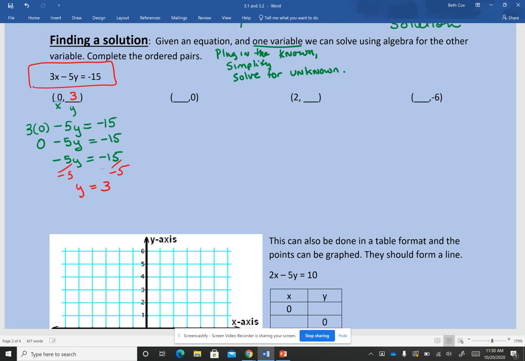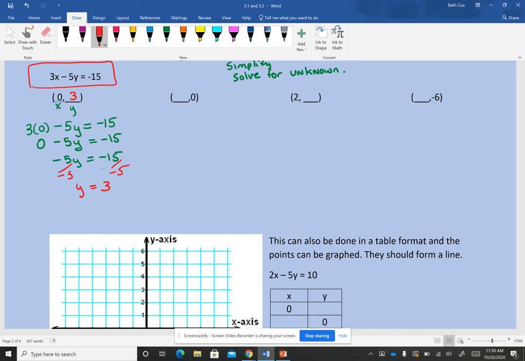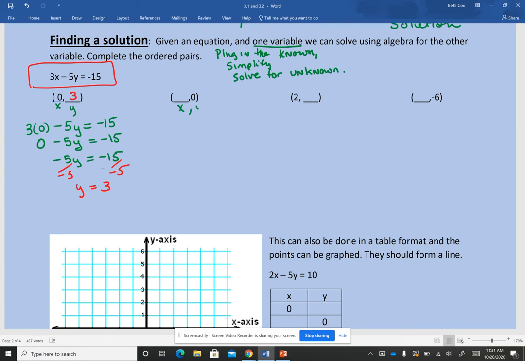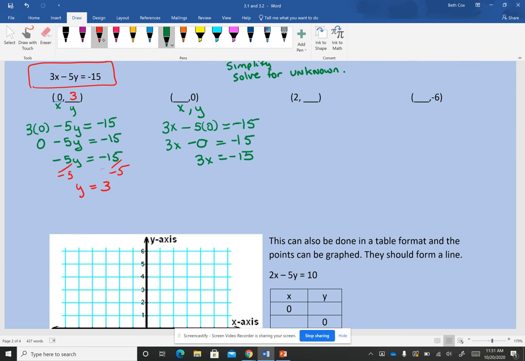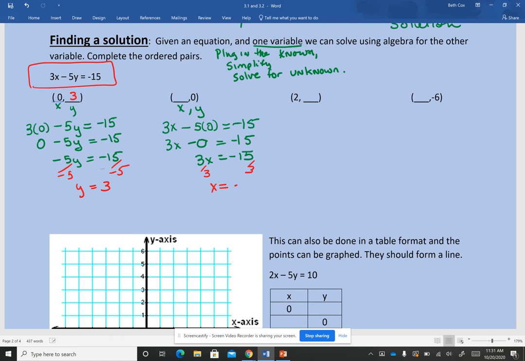All right, same equation, same equation, 4 problems. This time the x I don't know, and the y is 0. So I don't know x, it's 3 x's. So 3 times x, minus 5 times 0, and this is supposed to be equal to negative 15. So we plugged in the known, and we're going to simplify. Subtracting 0 is really nothing, so to simplify, I don't have to have it at all. And so now I can solve. Divide both sides by 3, and I get x is negative 5. So that's my solution. These are solutions.